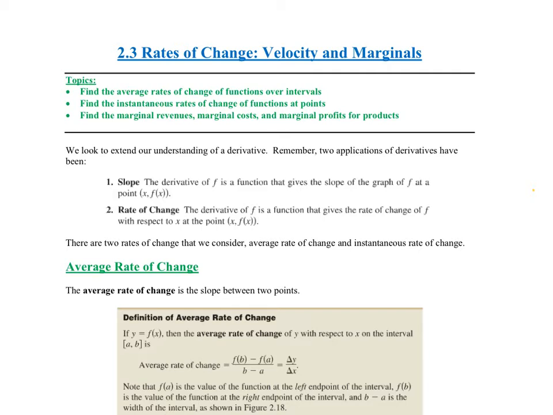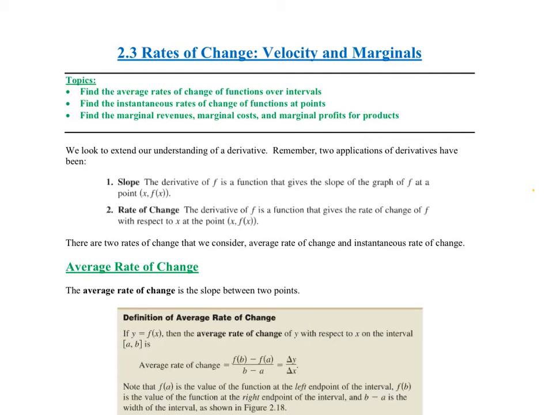And then it says we're going to actually do nice applications as well. We're going to see velocity, which is a rate of change. We're also going to see marginals. There's marginal revenue, cost, and profit. So we're going to bring this back around to some business functions, some physics functions, and just in general, rates of change. So it says we look to extend our understanding of a derivative.